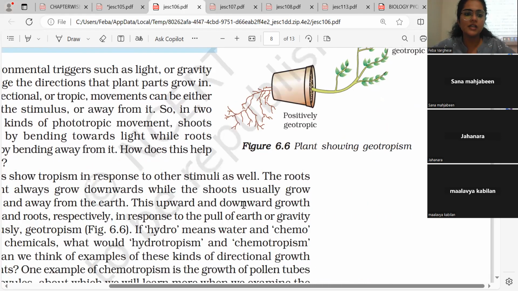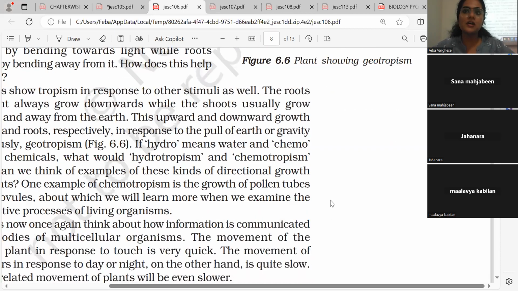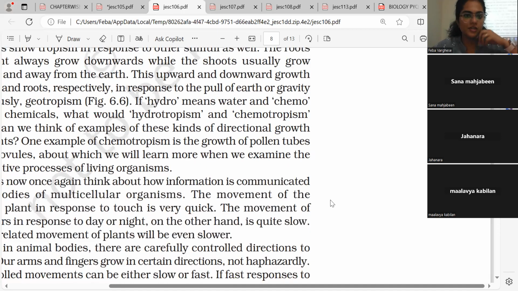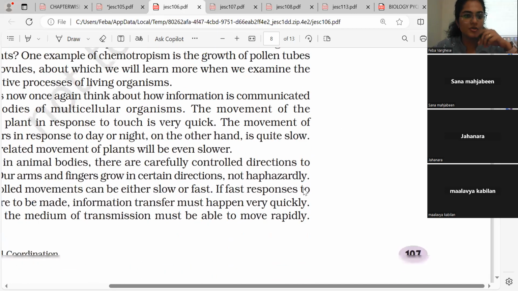And then, which all are the other types of tropic movements? What is hydrotropism? Movement of the plant parts in response to water. Yes, roots are positively hydrotropic, whereas the shoot is negative. Now, chemotropism, example. Pollen tube. Growth of the pollen tube through the female part of the plant, right, into the ovary. It is because of the chemicals released from the ovary that the pollen tube grows into it. Okay, so those are the examples for chemotropism.